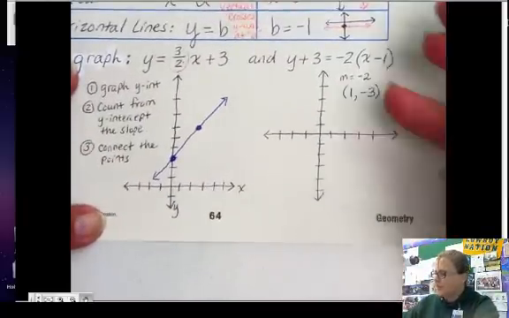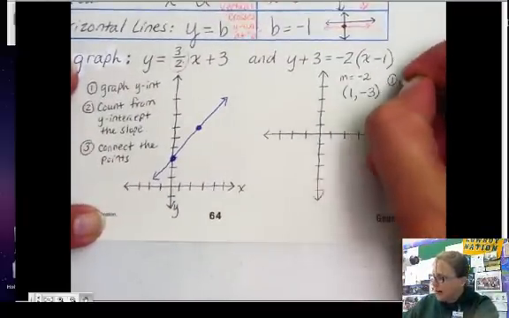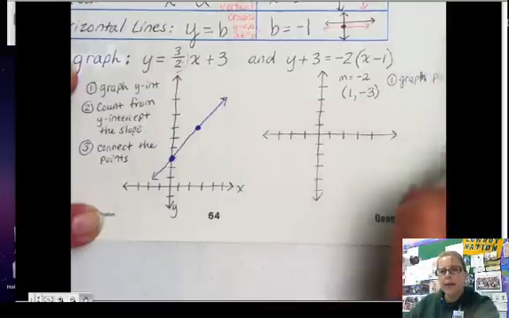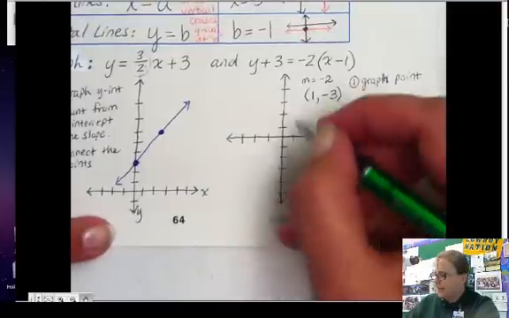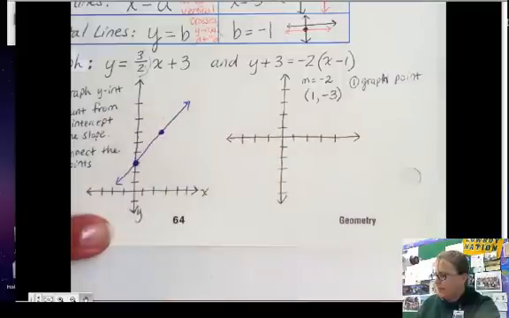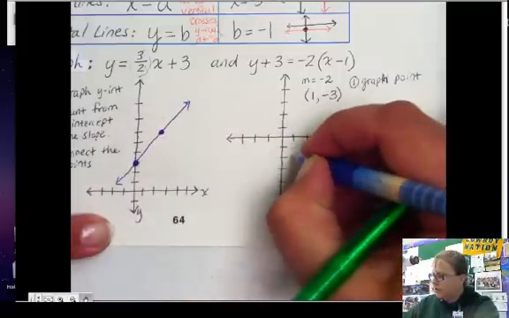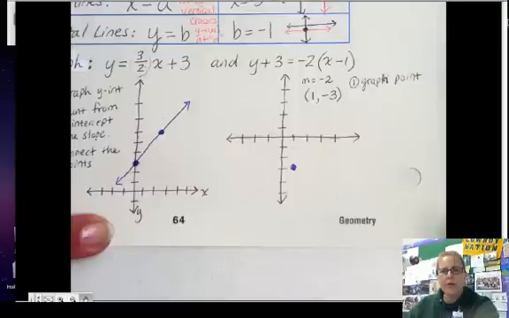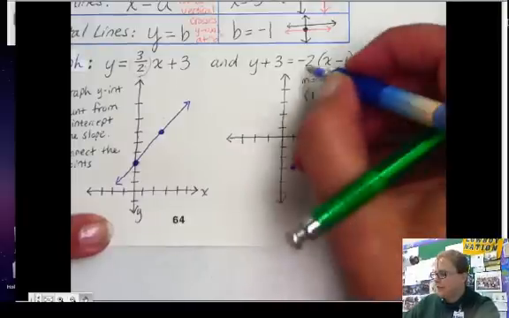So my first step is to graph the point. So my point is at 1, -3. So we're going to go 1, and then we're going to go -1, 2, 3, and there's my first point on that line. Now we're going to graph a slope of -2.